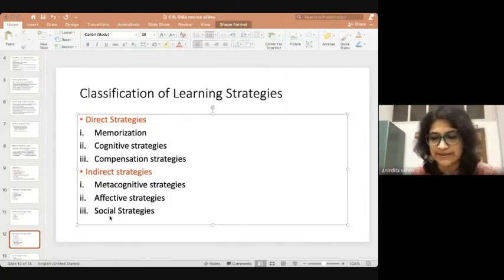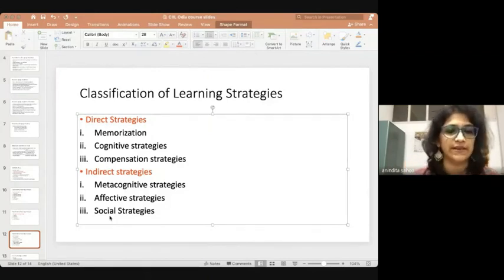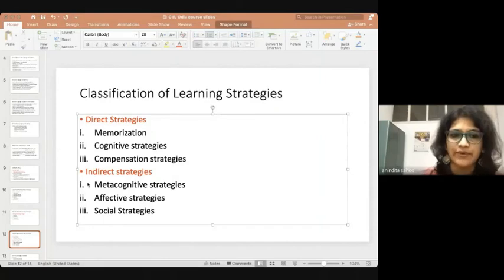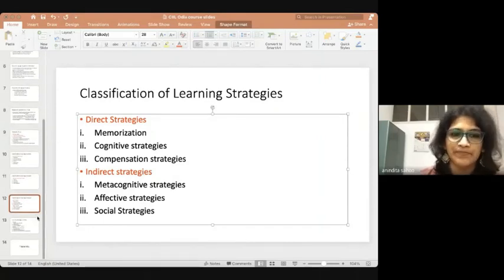And in the social strategies, you should make sure they are a part of your class, they are not sidelined, they are not feeling aloof, they are not dissociated from the teaching learning process. So all of these would come under the category of indirect strategy.